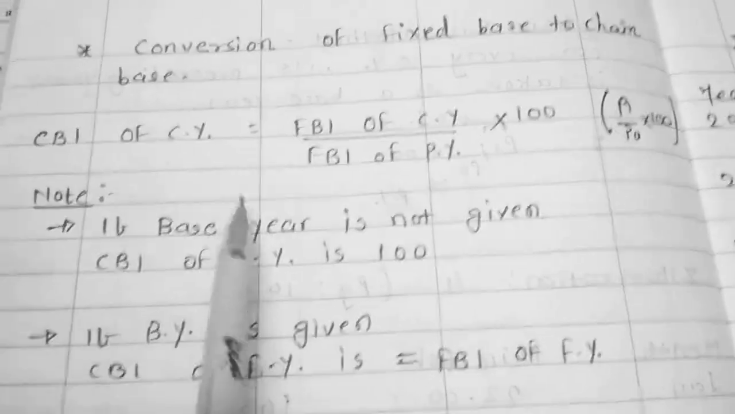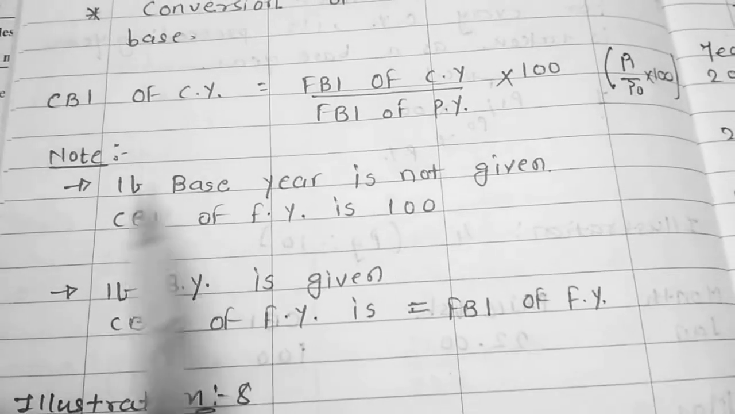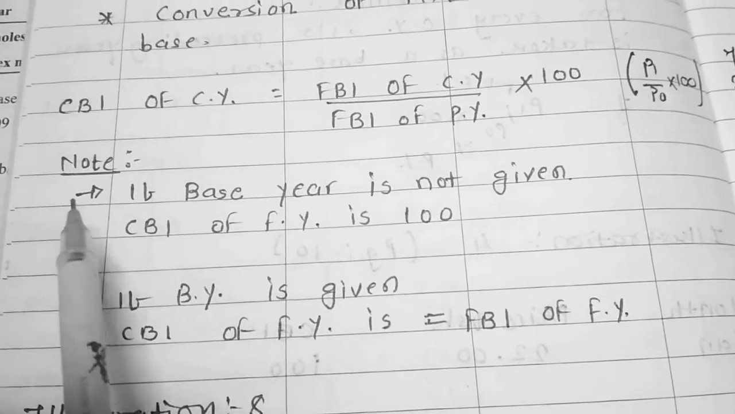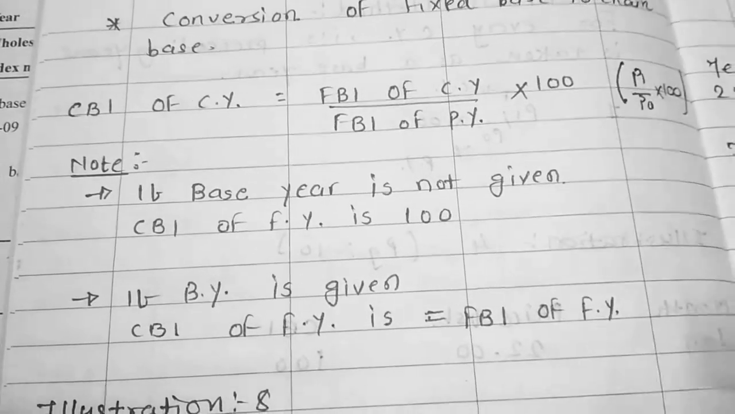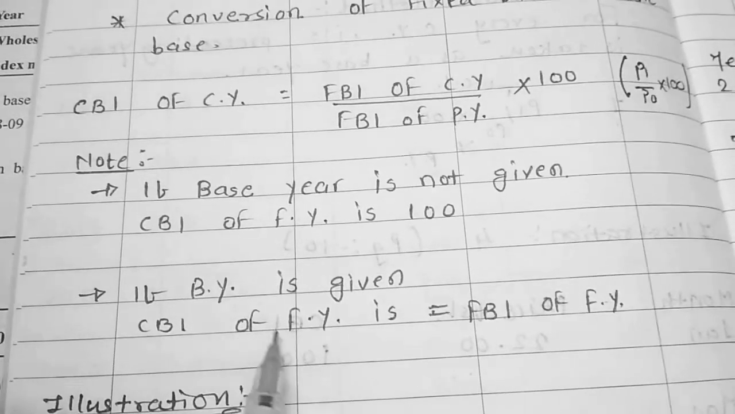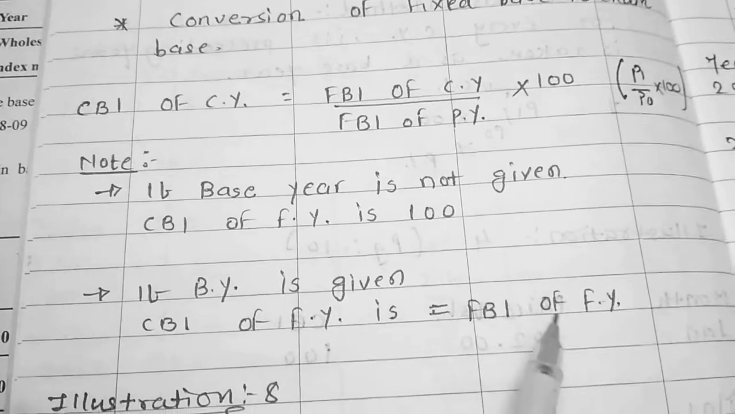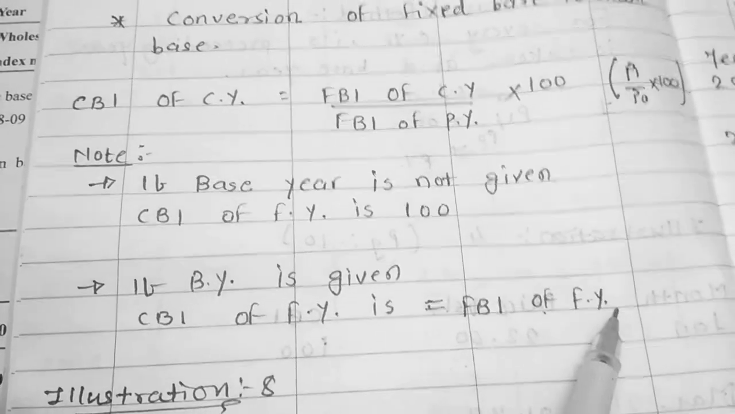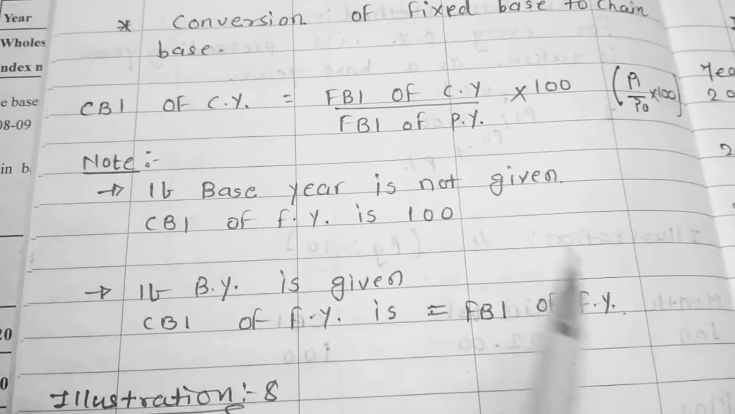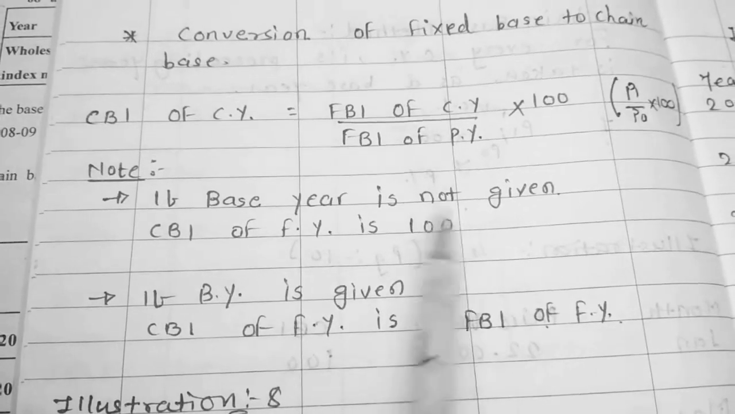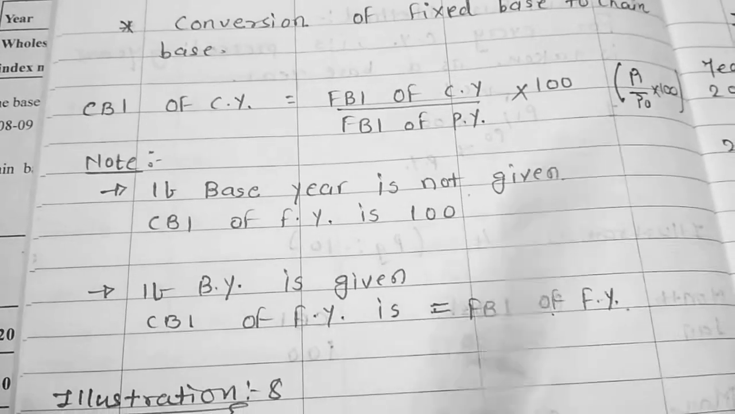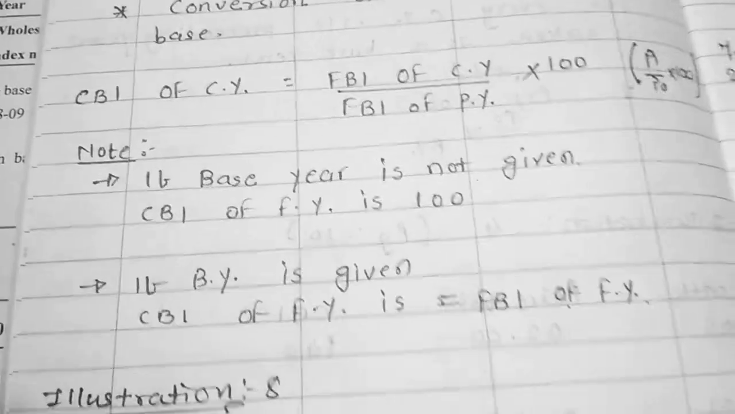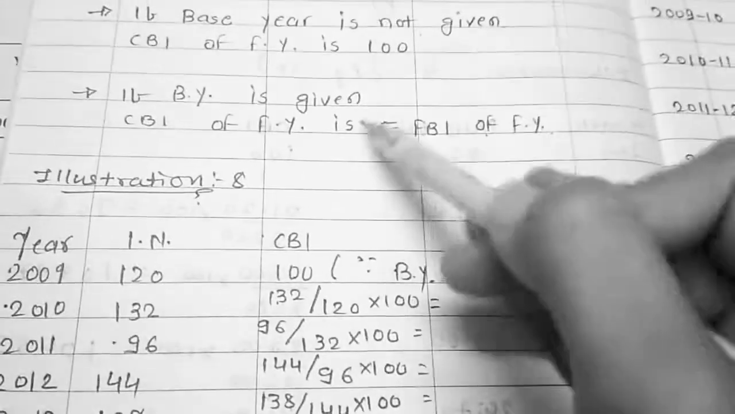base into chain base. But you have to keep in mind one thing here: if the base year is given to you in your example, then chain base index number of first year will be the fixed base of that first year, and if that base year is not given to you, then chain base index number of first year will be 100. We will try to understand with the help of illustrations. Both the situations we will be taking.